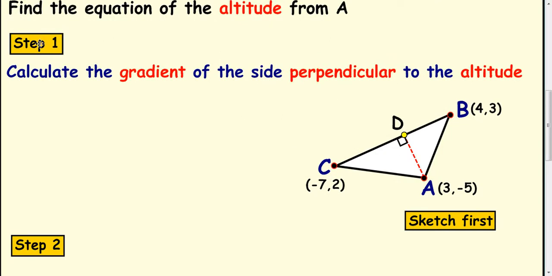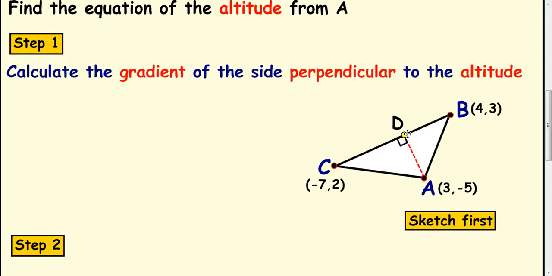So step one, first thing we want to do is calculate the gradient of the side perpendicular to the altitude. This is what sometimes catches people out. We have to think again about the end game, if you like. What we're trying to do is get y take b equals m(x take a). We need the gradient and a point. I've already got a point. I need to find the gradient, and to find the gradient I can't do delta y over delta x because I don't have the coordinates of D here. So that is not possible.